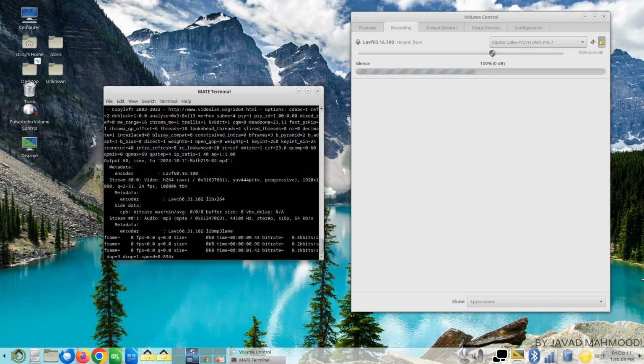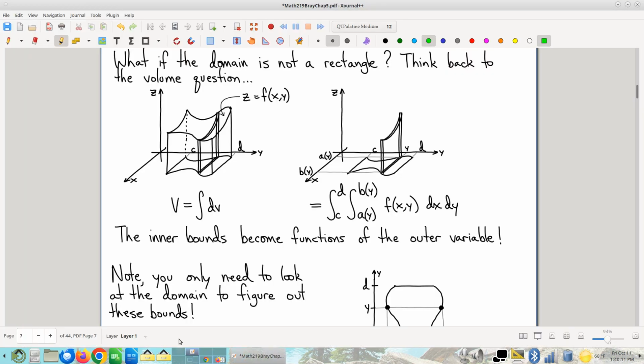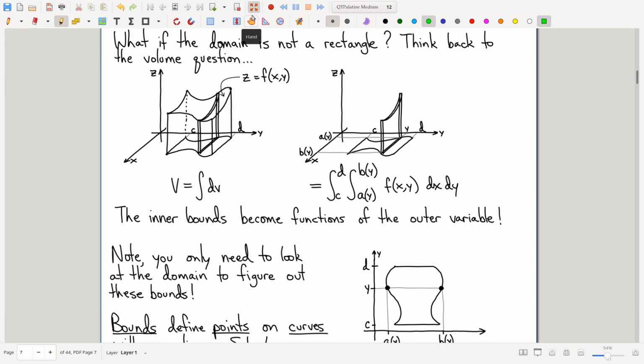Okay, off we go. Here's where we were last time. We were talking about how to deal with the problem of what if your domain is not a rectangle, right? So we defined double integrals on rectangles. We defined iterated integrals on rectangles, and we talked about various relationships. Okay, so if it's not a rectangle, from the double integral point of view, it turns out actually everything's fine.